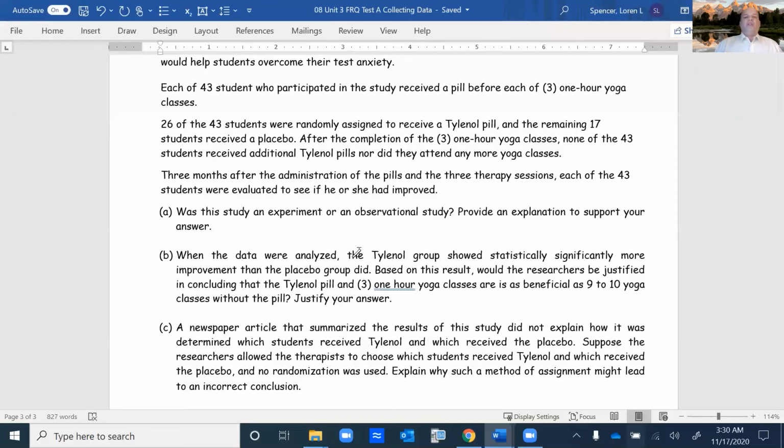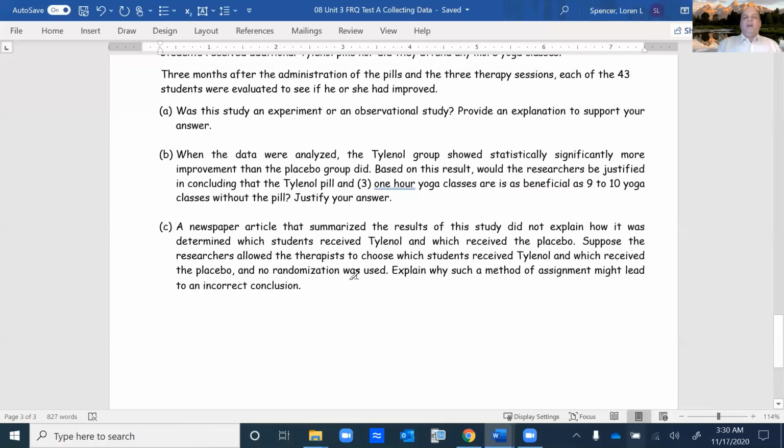Well, while there was a statistical difference, it was between the comparison of the 3 one-hour yoga classes and a placebo versus the 3 one-hour yoga classes and the Tylenol pill. Nowhere in the study were 9 to 10 yoga classes tested. So we have no idea whether the Tylenol pill with 3 one-hour classes is better than the 9 to 10 because it was not tested. So we cannot make that conclusion because, once again, we tested the Tylenol pill in 3 one-hour yoga classes. We did not test the 9 to 10, so we cannot make the comparison because it was not part of the test.